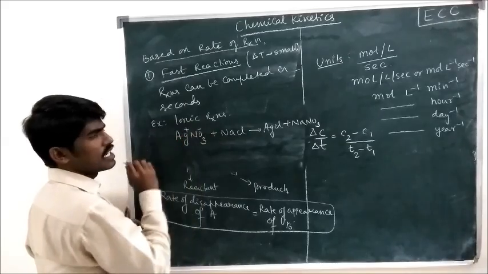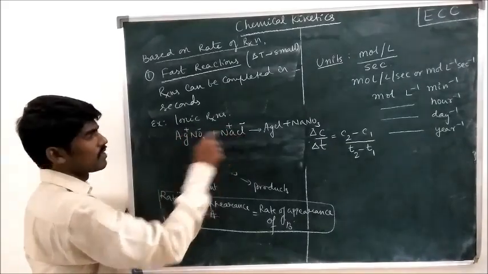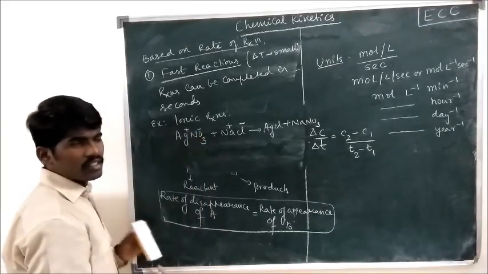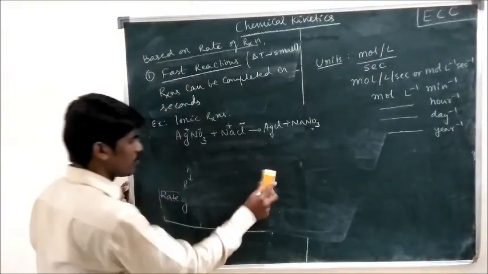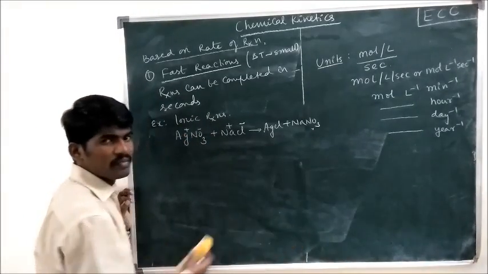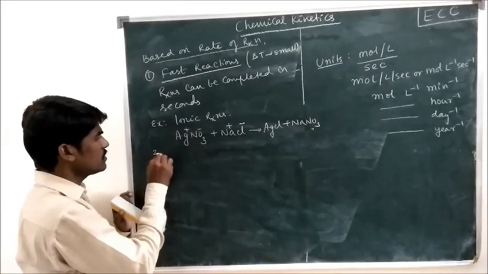AgNO3 can exist as plus and minus ions. This plus interacts with minus, and minus interacts with plus. This type of ion exchange is taking place. This reaction will take place within a fraction of seconds. Hence, these reactions are called fast reactions.